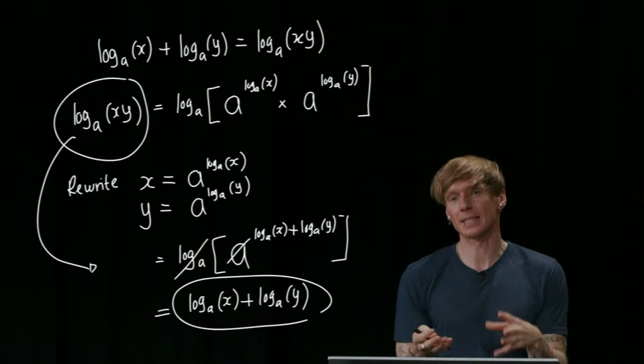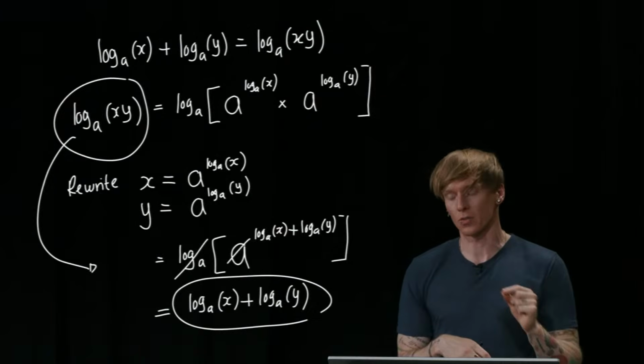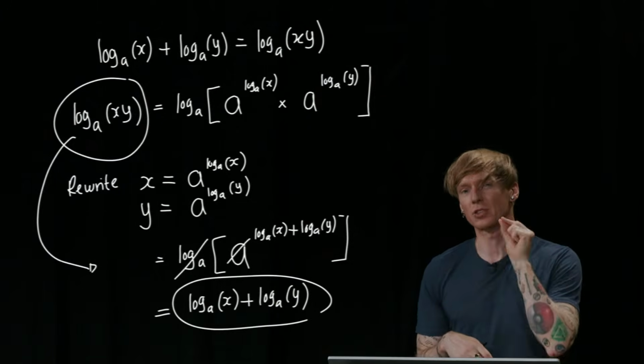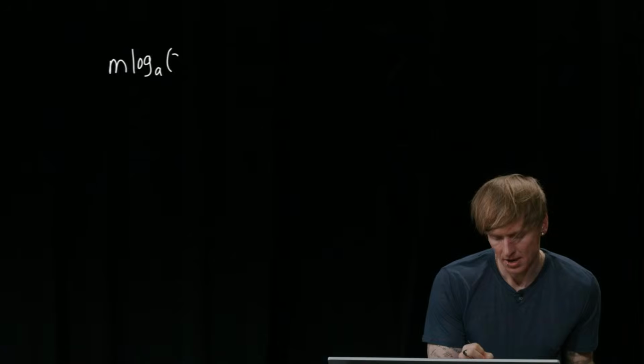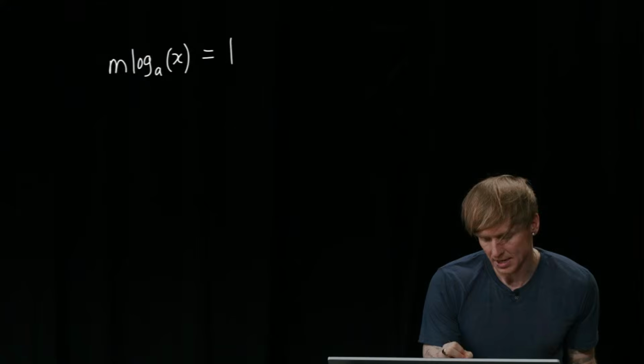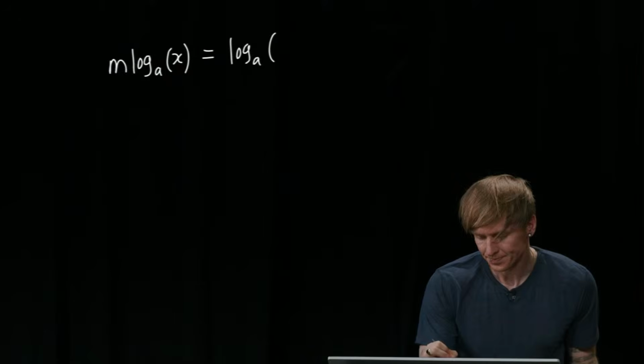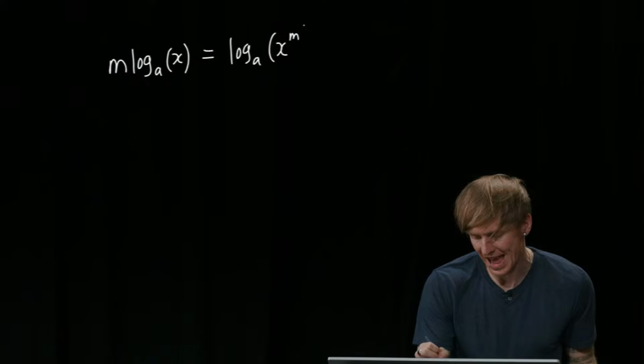Now we can do something similar with the other two. I won't go through all the full steps, but I'll just point out two really important things we can use to help us. So normally we then think about the third of our laws. The third of our laws of logs tells us that m times log base a of x is equal to log base a of x to the power m.